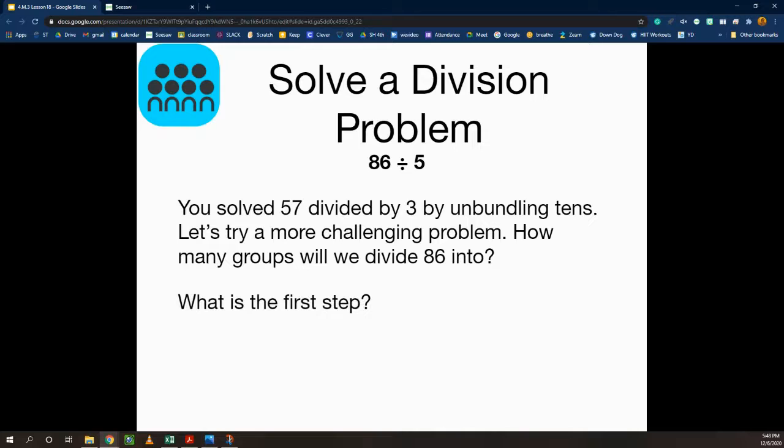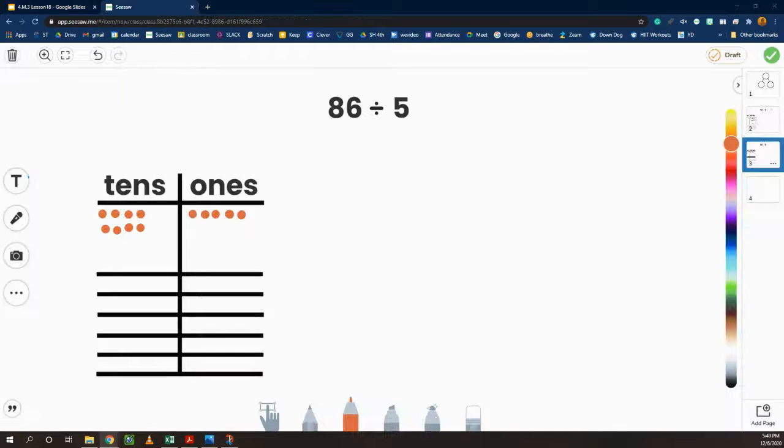What's the first step? Well, the first thing we're going to do is break 86 up into tens and ones. When we break 86 up into tens and ones, we have 8 tens and we have 6 ones. So first I'm going to start by distributing my tens. I'm going to put 1 here, 1 here, 1 here, 1 here, and 1 here.